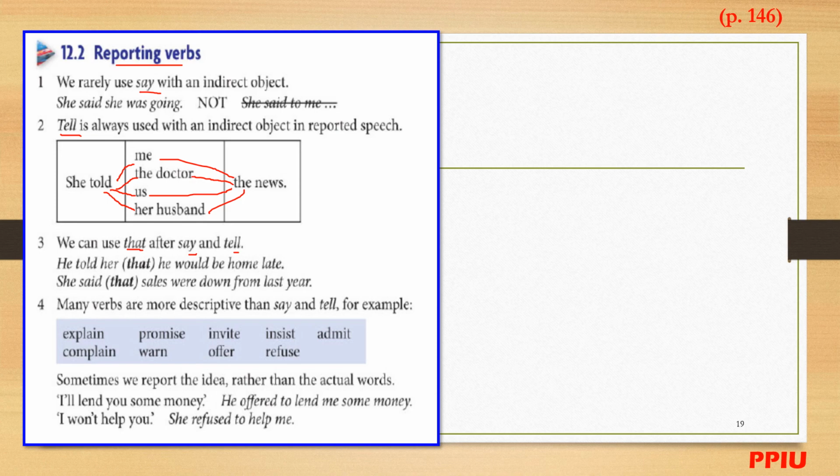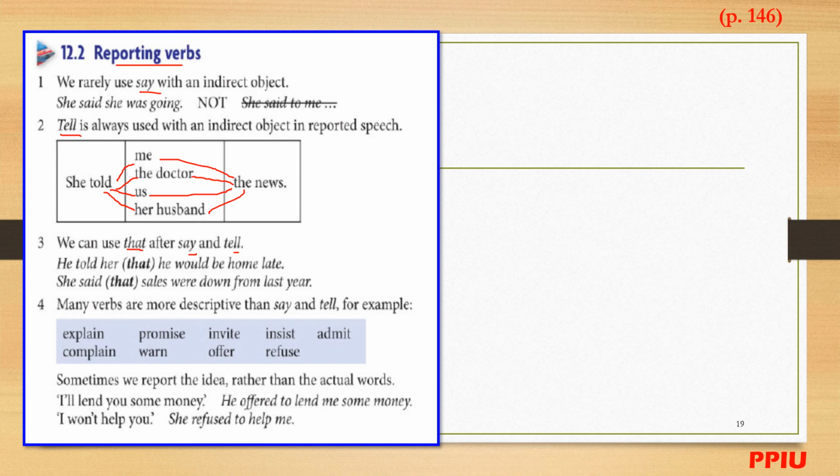Many verbs are more descriptive than say and tell. For example, explain, complain, promise, warn, invite, offer, insist, refuse, and admit.